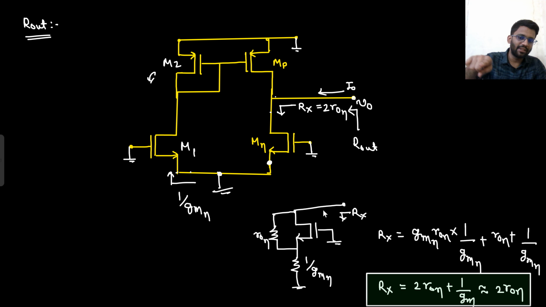So from here you see 1 by GMN, and from this node, from Rx, what do you see? GMN into RON, into 1 by GMN, plus RON plus 1 by GMN. So this GMN and GMN is getting cancelled. So 2 RON plus 1 by GMN, which is approximately equal to 2 RON. So from here to ground you see 2 RON. That's the thing. Say yes or no. Agree to this? No issue with that.